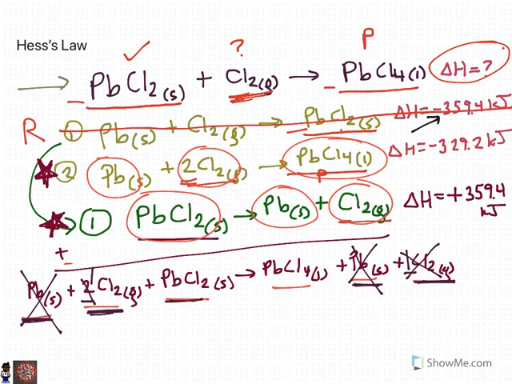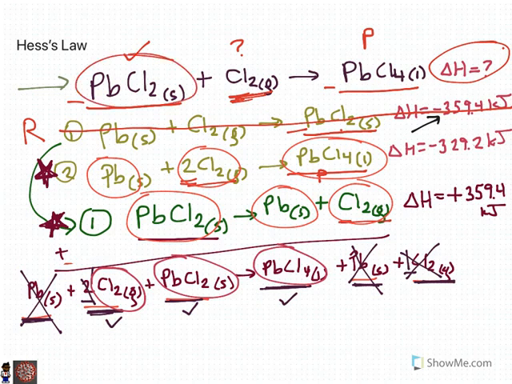Now we look at PbCl2. Does PbCl2 show up on the product side? No, it doesn't. So that's good. Does PbCl4 show up on the reactant side? No, it doesn't. So we're left with 3 substances in this reaction. We have Cl2, PbCl2, and PbCl4. And if we look at our target reaction, here it is, PbCl2, Cl2, and PbCl4.